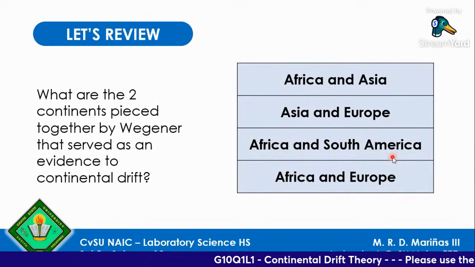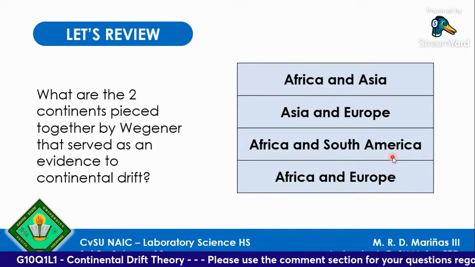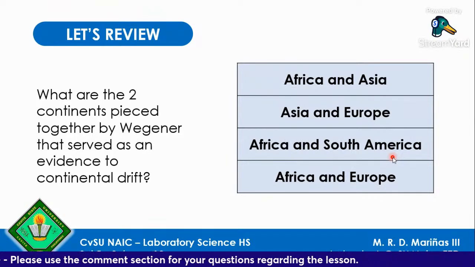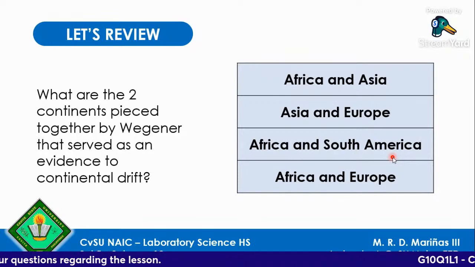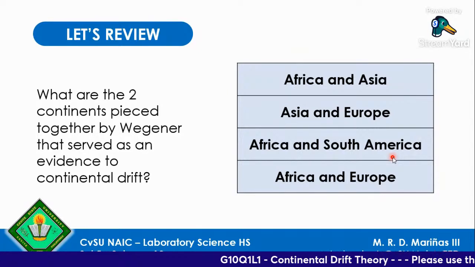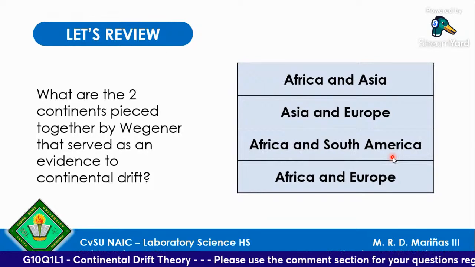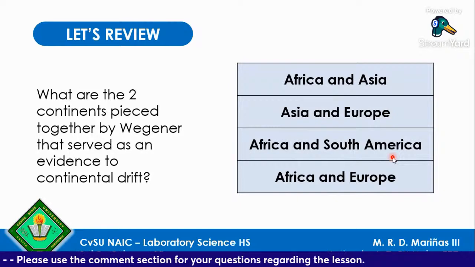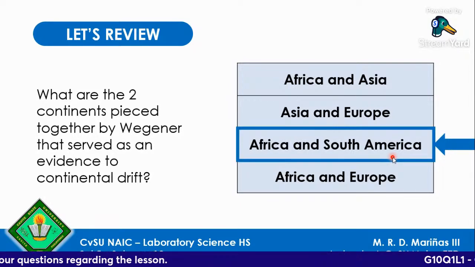What are the two continents pieced together by Wegener that serves as an evidence to continental drift? Is it Africa and Asia, Asia and Europe, Africa and South America, or Africa and Europe? Again, 10 seconds for your answer. Okay, if your answer is Africa and South America, then you are correct.